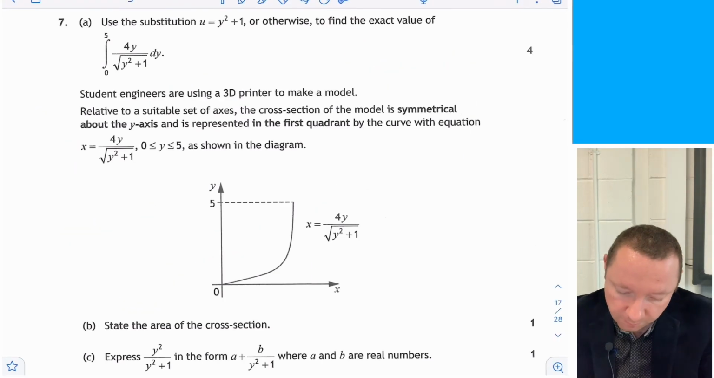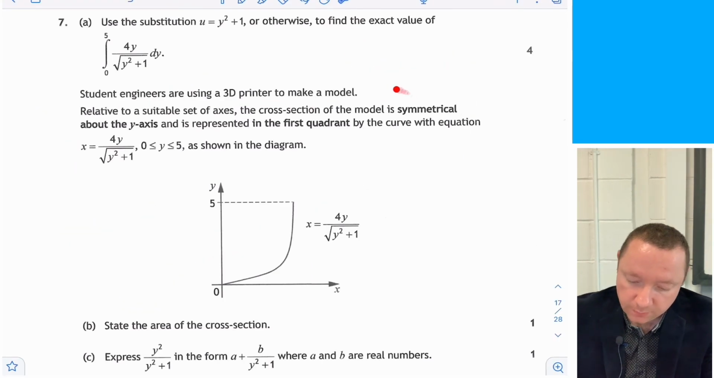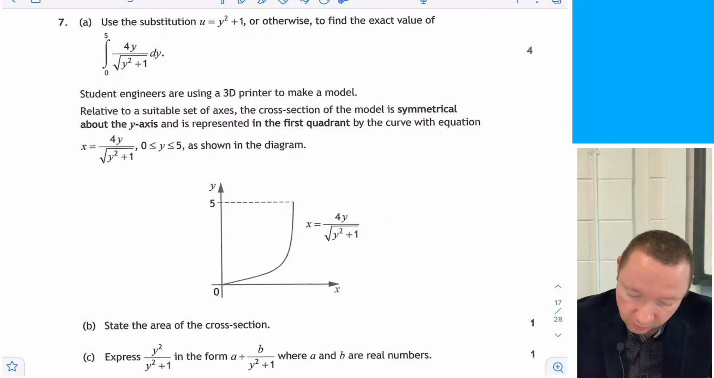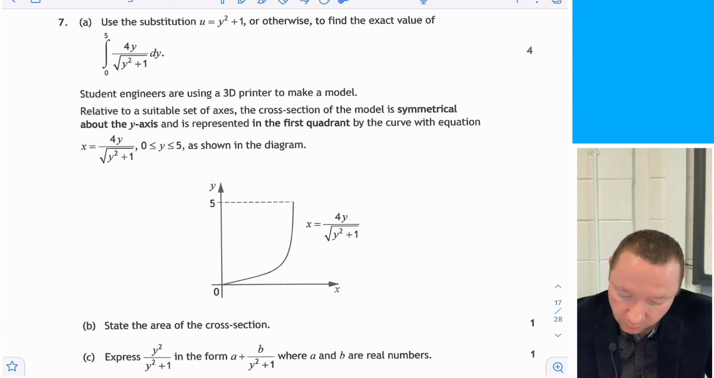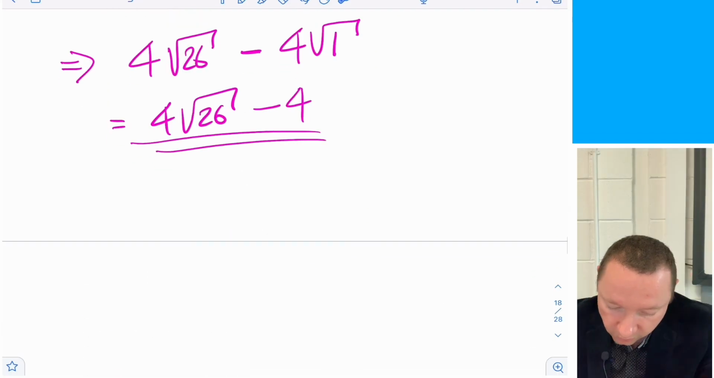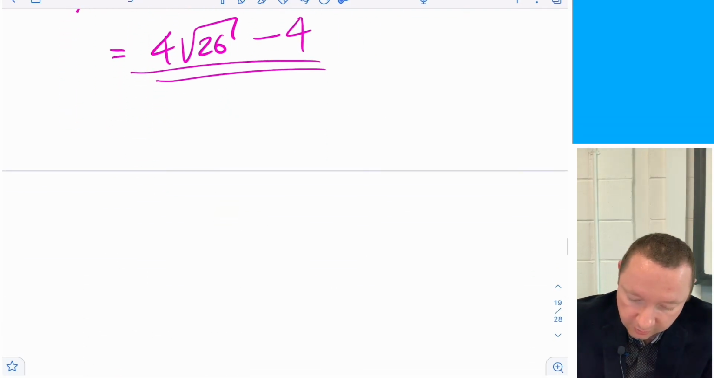Okay, 7b. Student engineers are using a 3D printer to make a model, and it says, relative to a suitable set of axes, the cross-section is symmetrical about the y-axis and was represented in the first quadrant by the equation we just started off with, between 0 and 5 on the y-axis. State the area of the cross-section. We've just worked out that the definite integral between 0 and 5 on the y-axis is this.